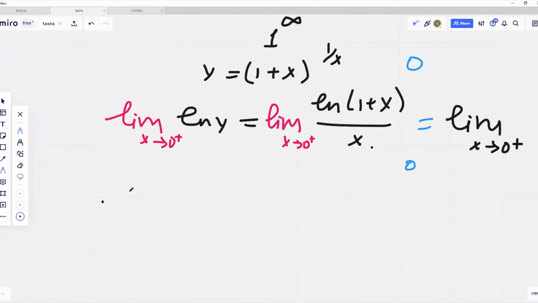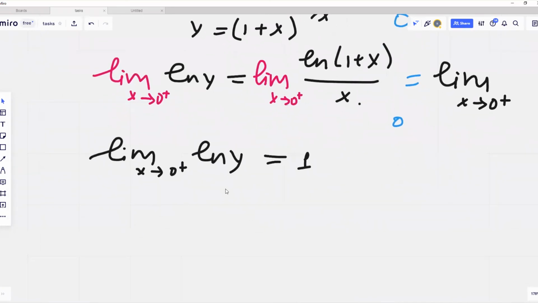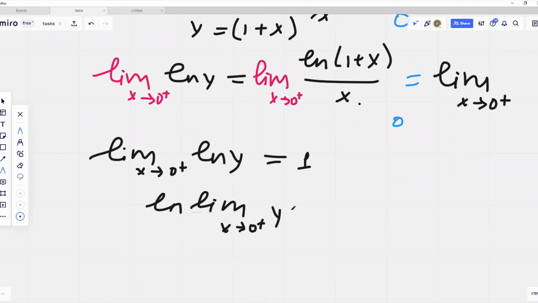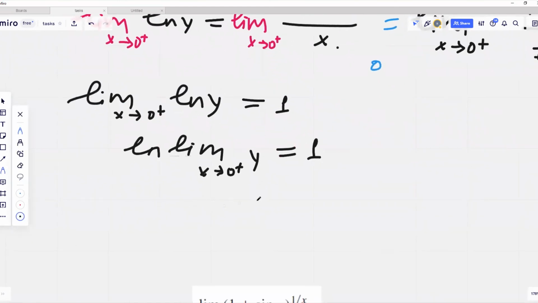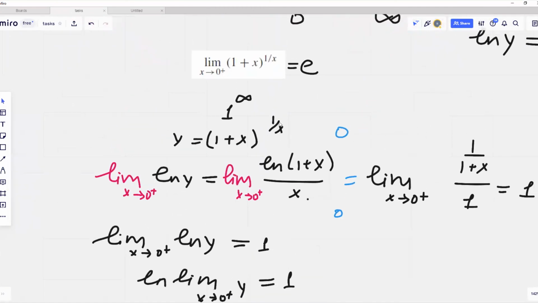Okay, so we found that the limit when x is approaching 0 from the right side of ln of y is equal to 1. Now we know that ln is a continuous function in its domain, so we can switch limit and ln. So we have ln of the limit when x is approaching 0 from the right side of y is equal to 1. Taking both sides to the power of e, we'll have the limit when x is approaching 0 from the right side of y is equal to e to the power of 1, so e. So we have shown that this limit is equal to e.